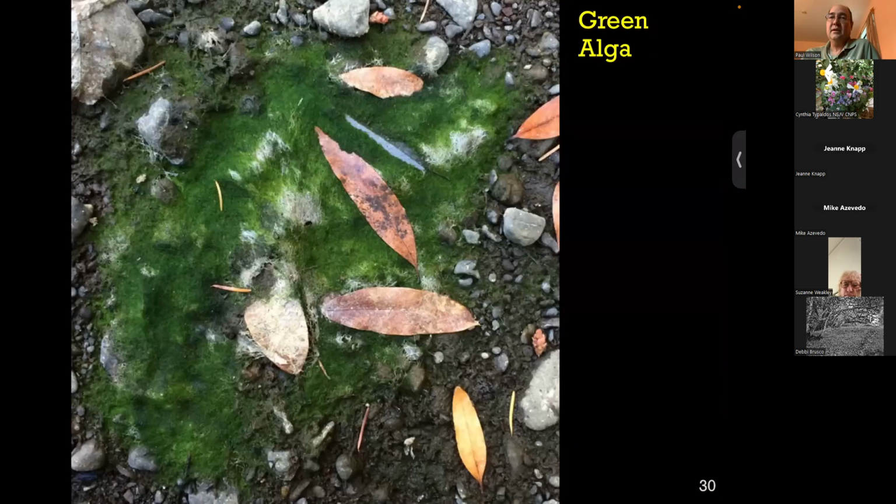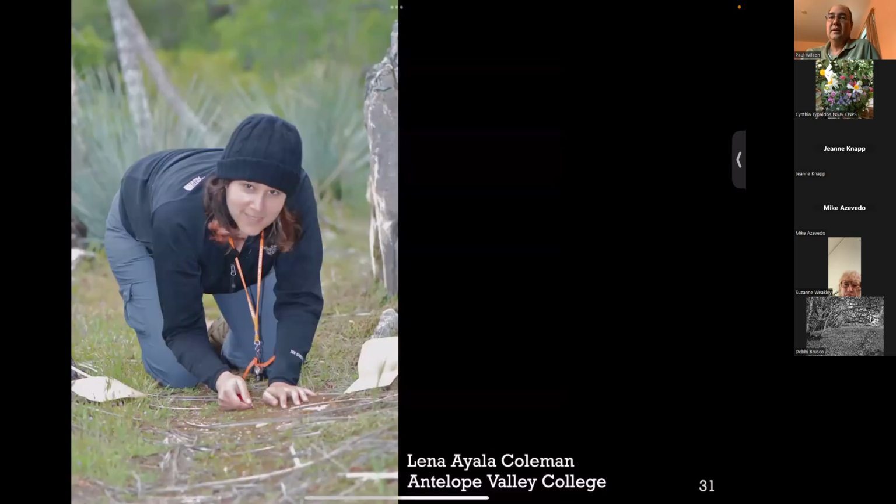Okay, and then green algae are also, they're not land plants, they're just pond scum. So I'm not going to talk about that anymore. But some people kind of refer to these as moss, which is insulting.